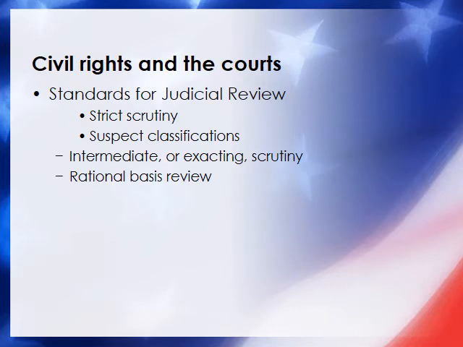Okay, let's talk about civil rights and how they're protected by the courts. What are the standards for judicial review? Federal courts use three standards when engaging in a review of laws or executive actions, actions by government, to determine whether or not a law that could limit somebody's civil rights meets the standard of being constitutional. The most scrutiny the court will direct toward a questionable law or action is strict scrutiny.